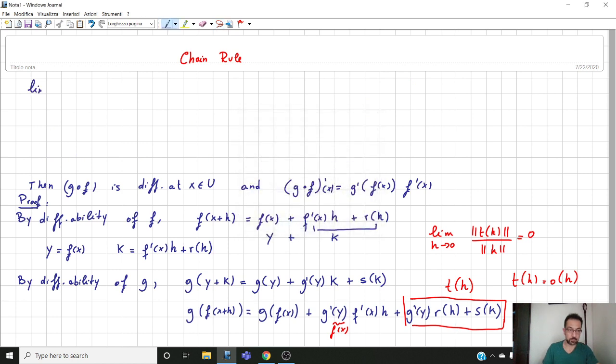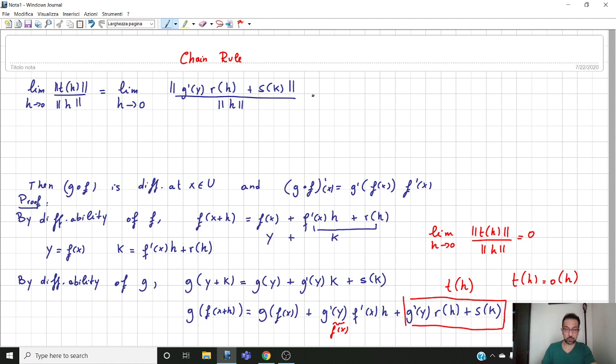What's this limit equal to? We have the limit as h goes to 0 of the norm of T(h) divided by the norm of h, which is equal to the limit as h goes to 0 of the norm of g prime of y, applied to f prime of x times h plus r of h, plus s of k, and then everything divided by the norm of h.